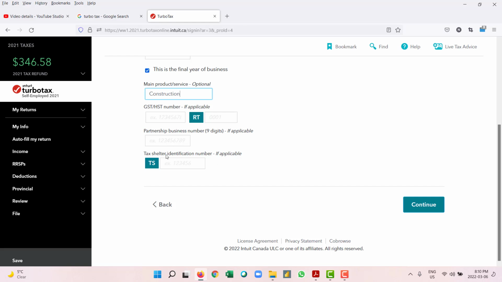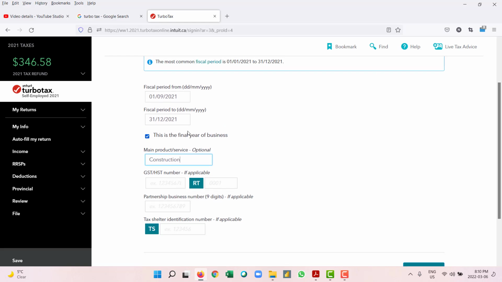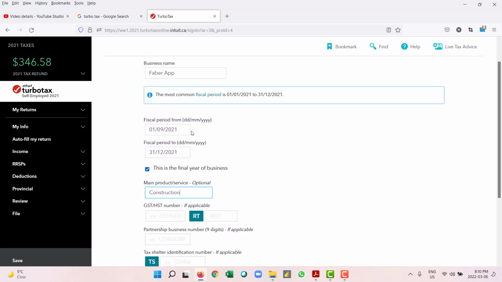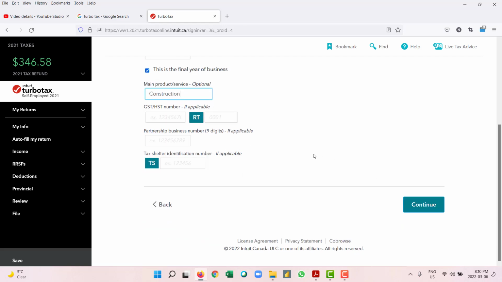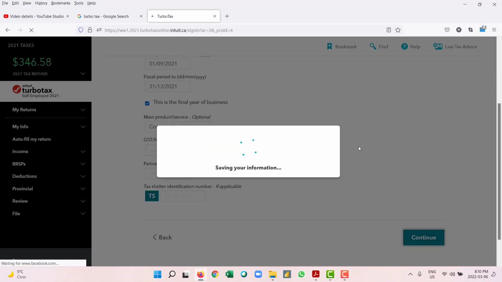So if you don't have the information in your tax slip, then you don't need to give that information. The information you get in your tax slip, I think you should just input what you have got, and no more things need to be inputted, because you might get confused, like, what is the partnership business number? I don't have that. You don't need to fill it out. Okay, click continue.